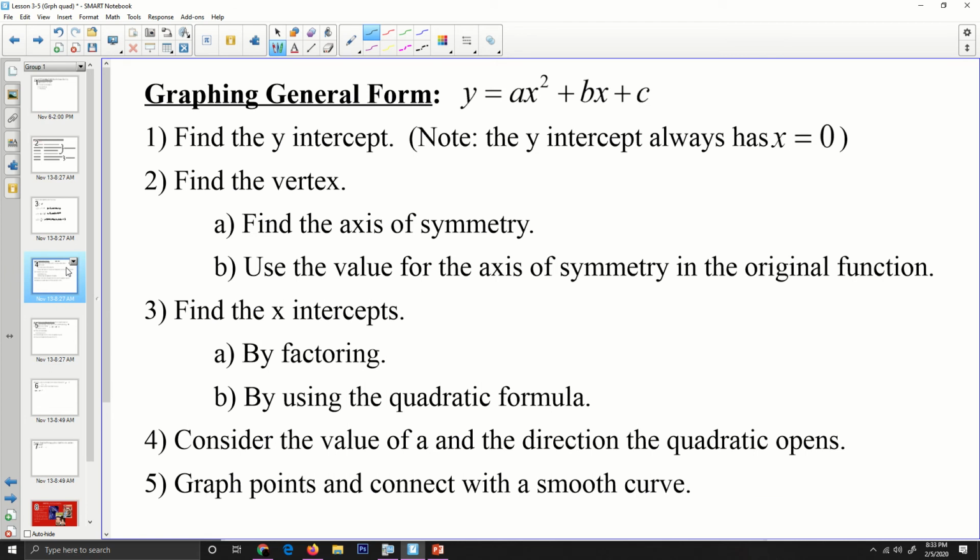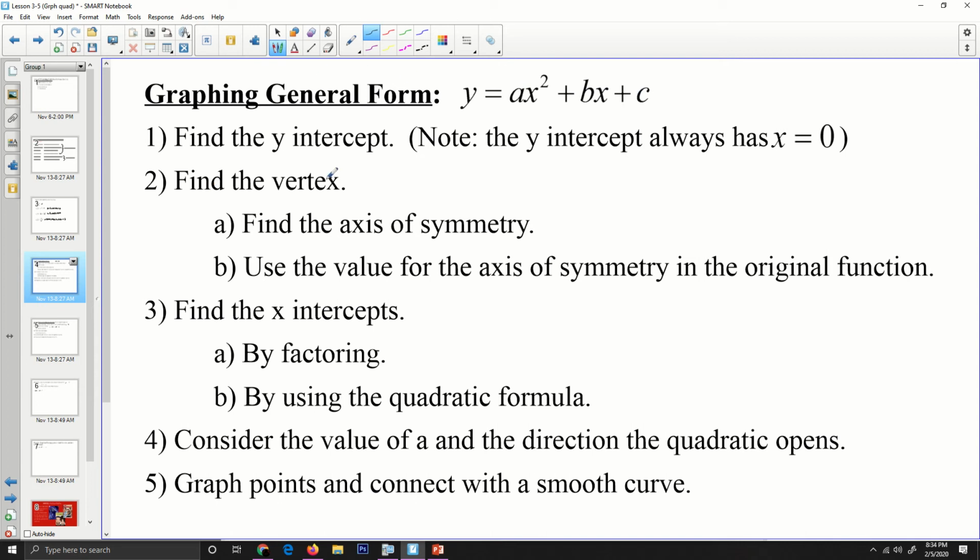All right. General form: if we're graphing, if it's in y equals ax squared plus bx plus c form, the first thing we're going to do is find the y-intercept because that's easy. Remember that in any instance, the y-intercept always has an x value of 0. So when I plug in 0 for x squared and for x, these two terms cancel out and it's just c. So it's always just (0, c) in this form.